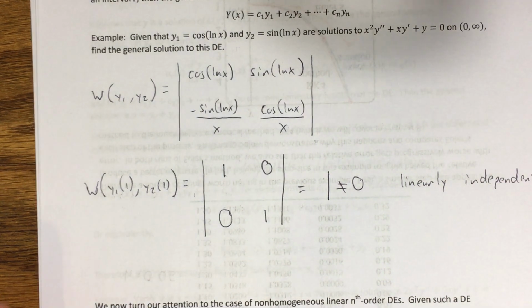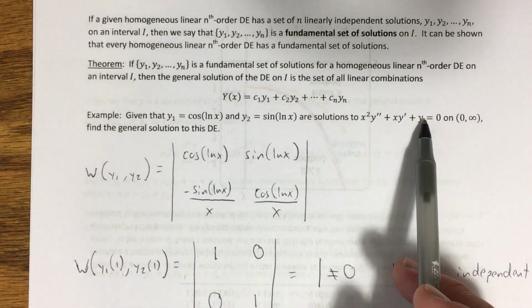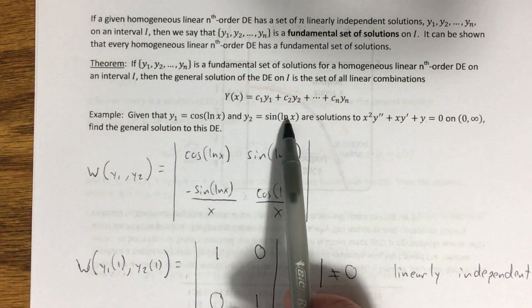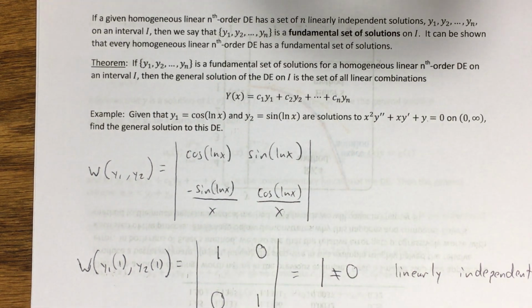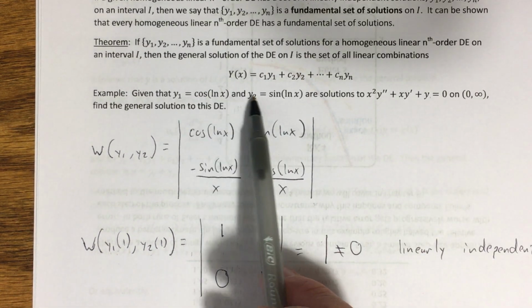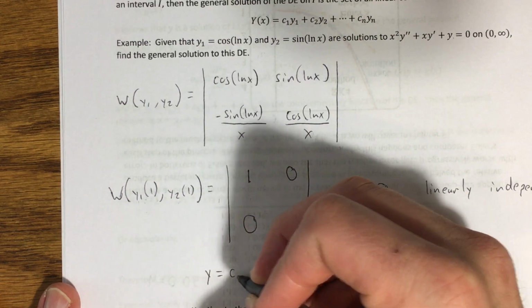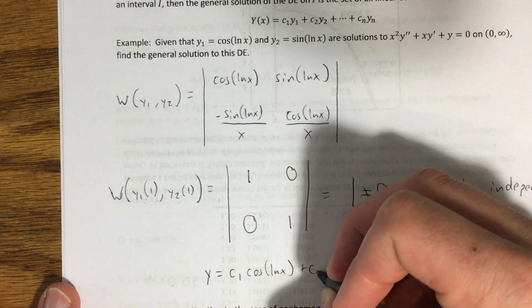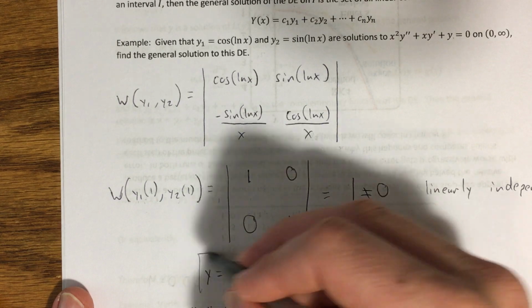Okay? So what do I have now? I have two functions that I know are solutions to this dE because I'm told that they are, but I could verify that. And I've shown that they are linearly independent. Those two conditions, in light of this theorem, would say that the set of all linear combinations of these two functions form the general solution for this dE. So my general solution looks like y equals c1 cosine of natural log of x plus c2 sine of the natural log of x. And we just write it that way.